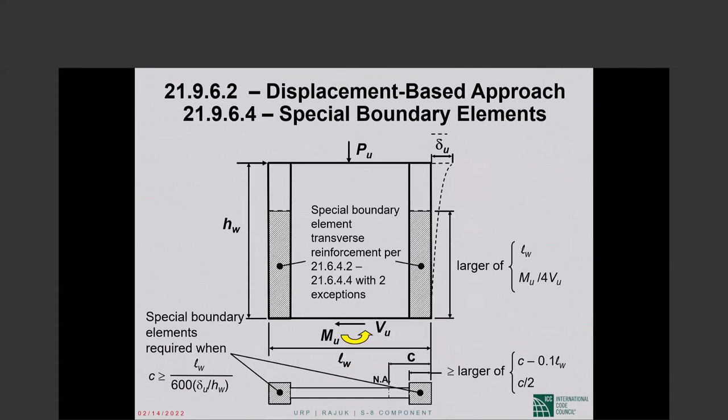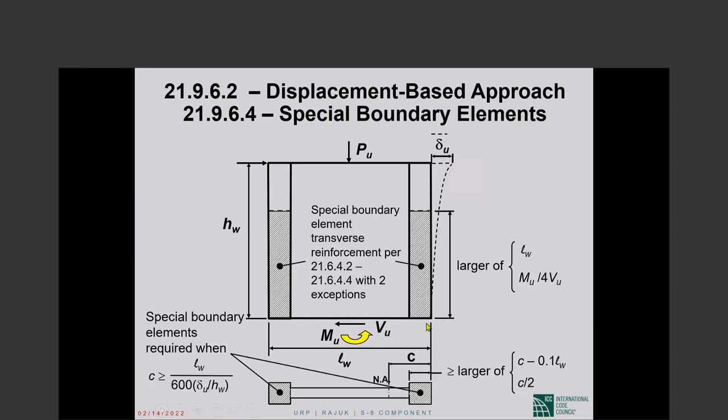Okay, this is a very useful summary of the entire displacement-based approach. So this is your trigger for special confinement. If the neutral axis depth is larger than or equal to the right-hand side, then you shall specially confine some part of your shear wall cross-section. Extent of the special confinement into the wall: the larger of 1/2 of the neutral axis depth, or the neutral axis depth minus 1/10 of the length of the wall. Okay, as I said, whichever is the larger of the two.